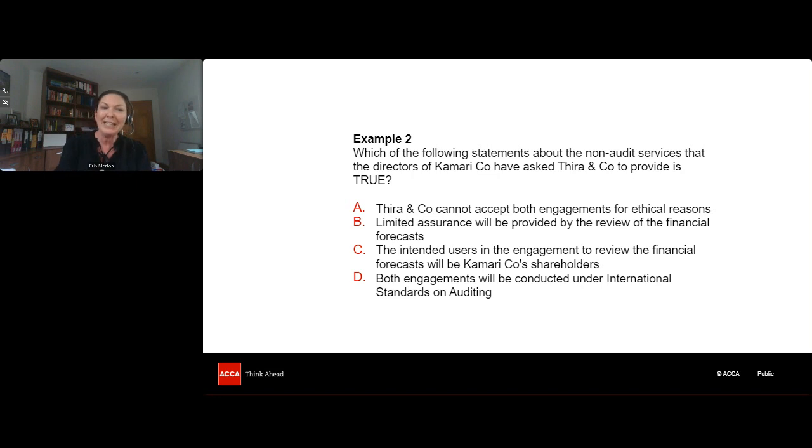THERA cannot accept both engagements for ethical reasons. Limited assurance will be provided by the review of the financial forecasts. The intended users in the engagement to review the financial forecasts will be Kamari shareholders, or both engagements will be conducted under international standards of auditing. So there's only one answer that's true. So which one would you choose?